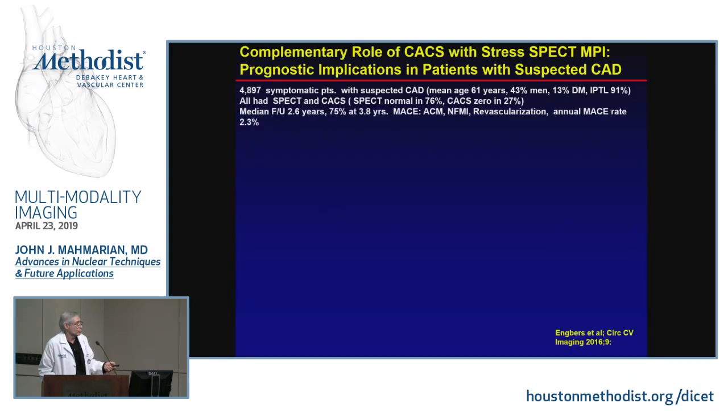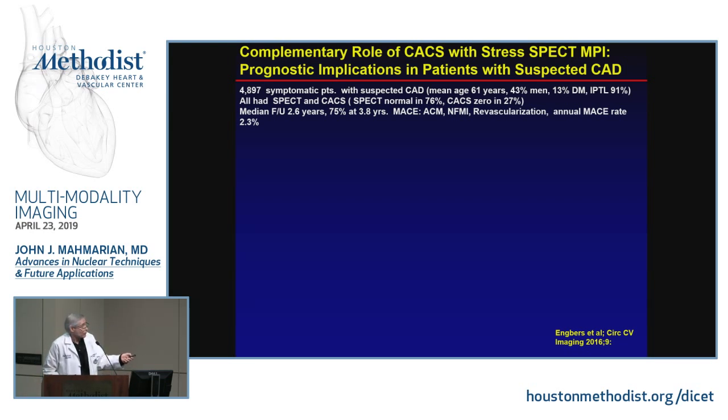This is the study by Engbers. This is an interesting study. It's almost 5,000 symptomatic patients with suspected coronary disease. The mean age was 61, half men, half women, 13% diabetic, and all had SPECT and calcium scoring. SPECT was normal in 76%. The calcium score was 0 in 27%. Median follow-up was 2.5 years.